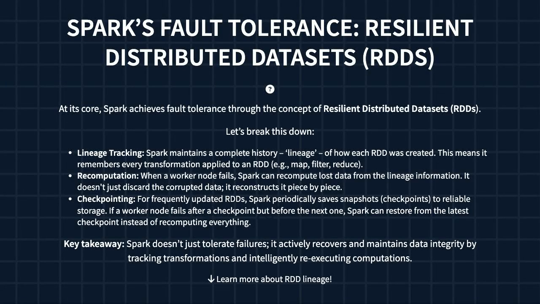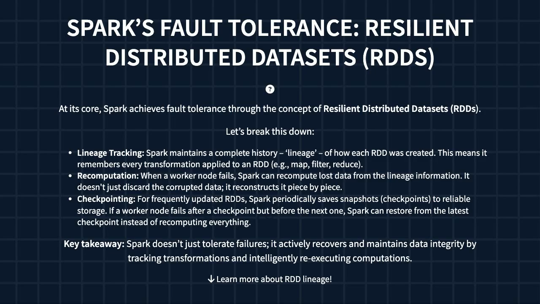Okay, so let's talk about how Spark handles failures. It uses something called resilient distributed datasets, or RDDs, which is the foundation of its fault tolerance. Basically, Spark keeps a complete record, a history of every step involved in creating an RDD. Think of it like a detailed recipe. If one worker node goes down, Spark can use this lineage information to figure out exactly how to rebuild that RDD from scratch, using the previous steps as instructions.